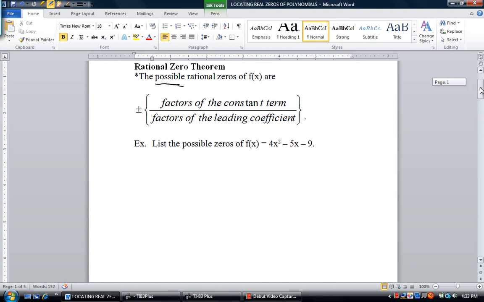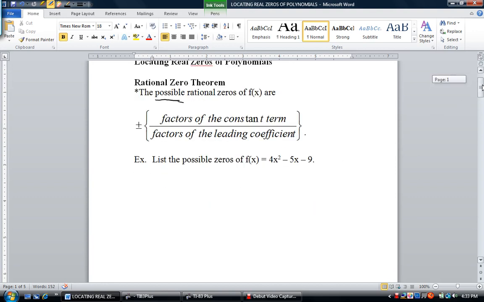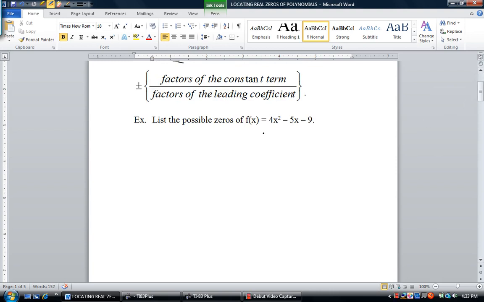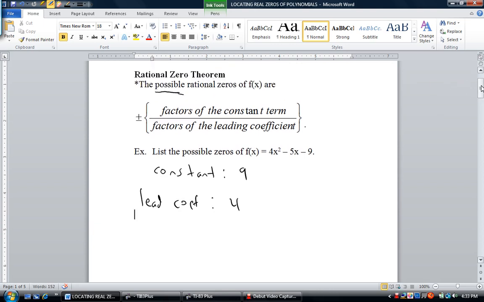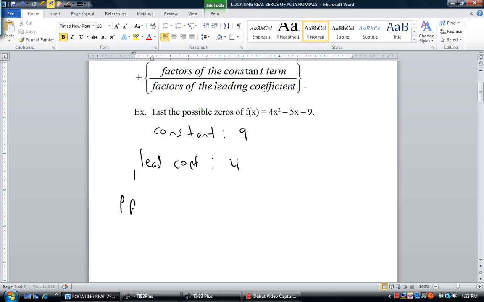So we do have an example, and what we're going to do is just do what this theorem says. So we have the constant term, which is 9. I don't have to worry about the sign because I'm going to include it with the plus and minus over here. And then we have the leading coefficient, which is 4. So for the possible rational zeros, I'm going to call it PRZ for short, and let's just do equals.